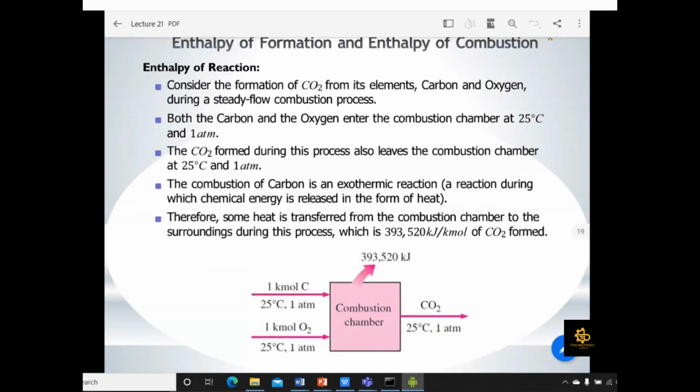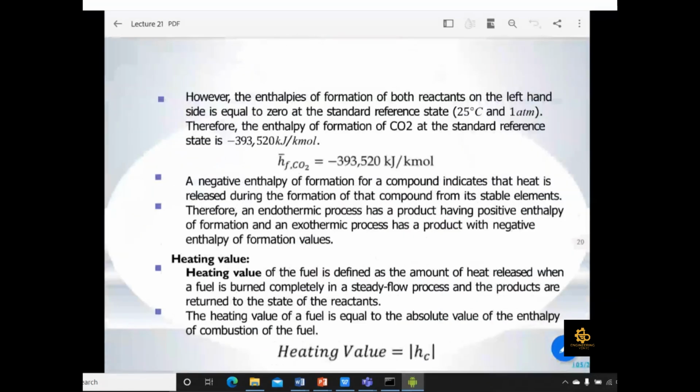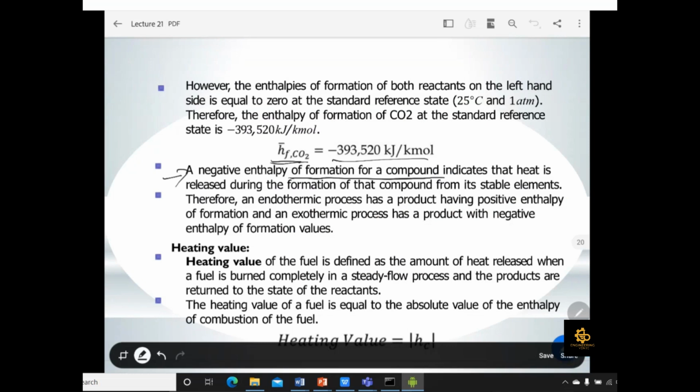This we already discussed, so you have to go through it by yourself. The combustion of carbon is an exothermic reaction, a reaction during which chemical energy is released. Here it's the same point: the negative enthalpy of formation for a compound indicates that heat is released during the formation of that compound from its stable elements. Therefore, an endothermic process has a product with positive enthalpy of formation, and an exothermic process has a product with negative enthalpy of formation. These HF values you can easily find in the thermodynamic table as well, so we will discuss those tables also.